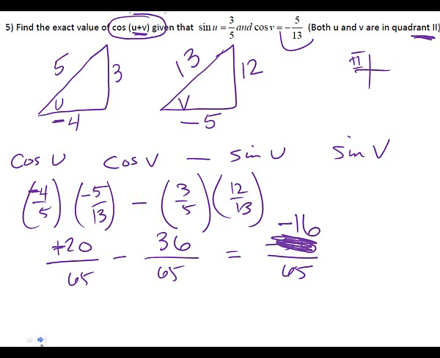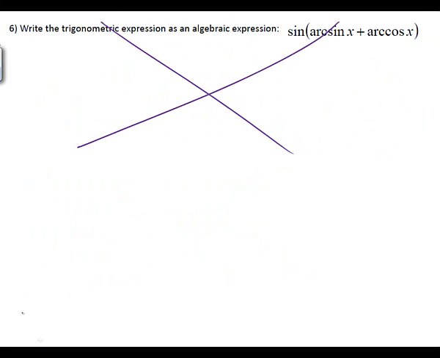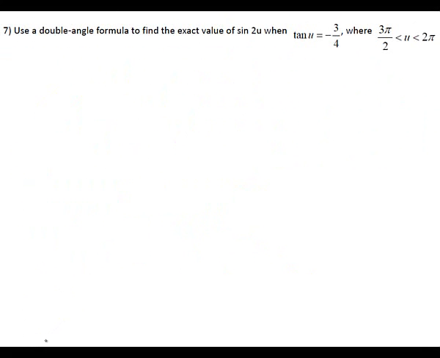Alright, let's keep going. Number 6 is the one we're going to cross out. It's not going to be on the test, so I'm not going to confuse you by going over it. You good with that? Okay, let's keep going then. No 6. That's the one we decided to get rid of.